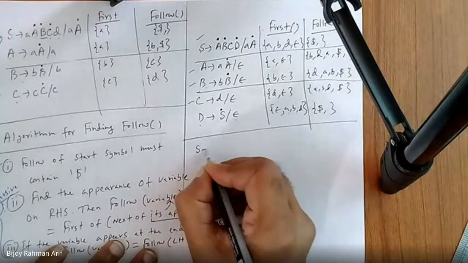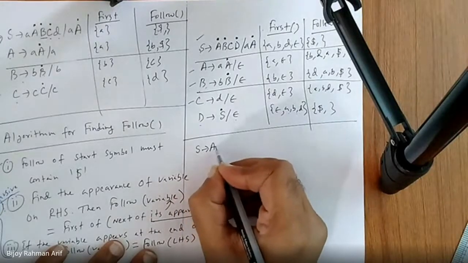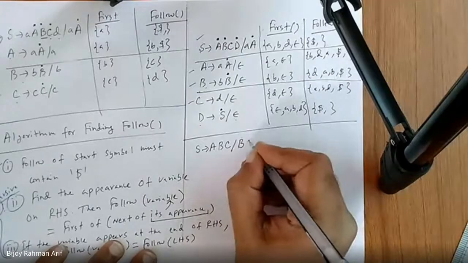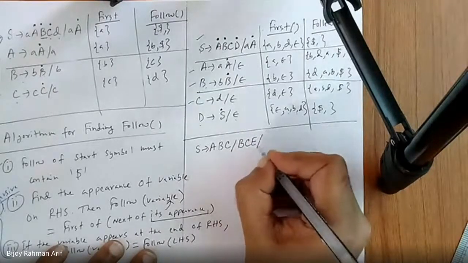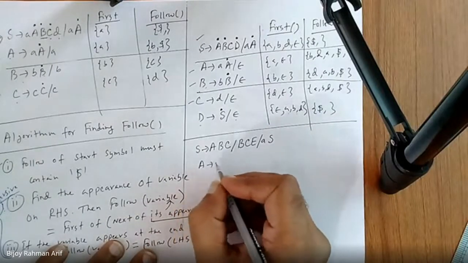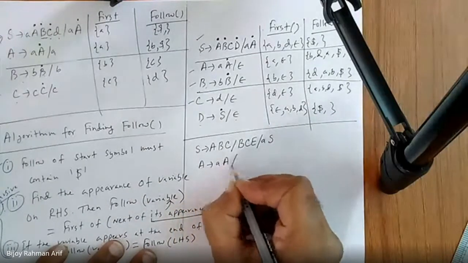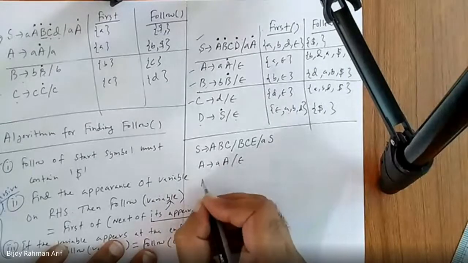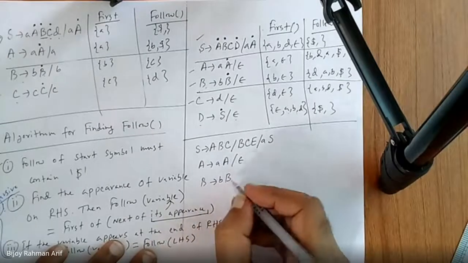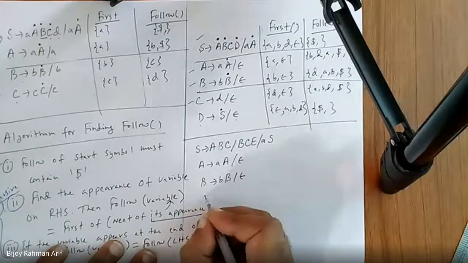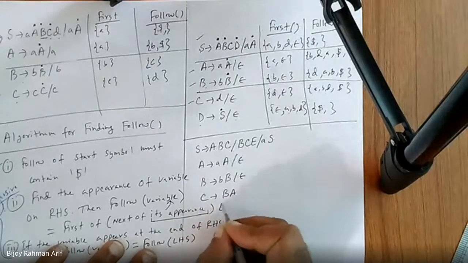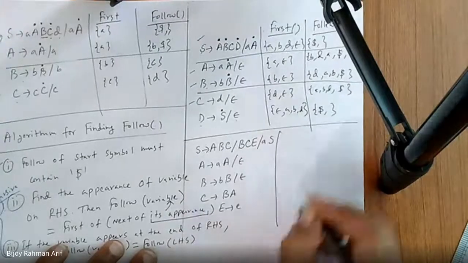S derives A, capital B, capital C, or capital B, capital C, capital E, or small a, S. A derives small a, capital A, or epsilon. B derives small b or capital B or epsilon. C derives capital B, capital A. E derives small a.